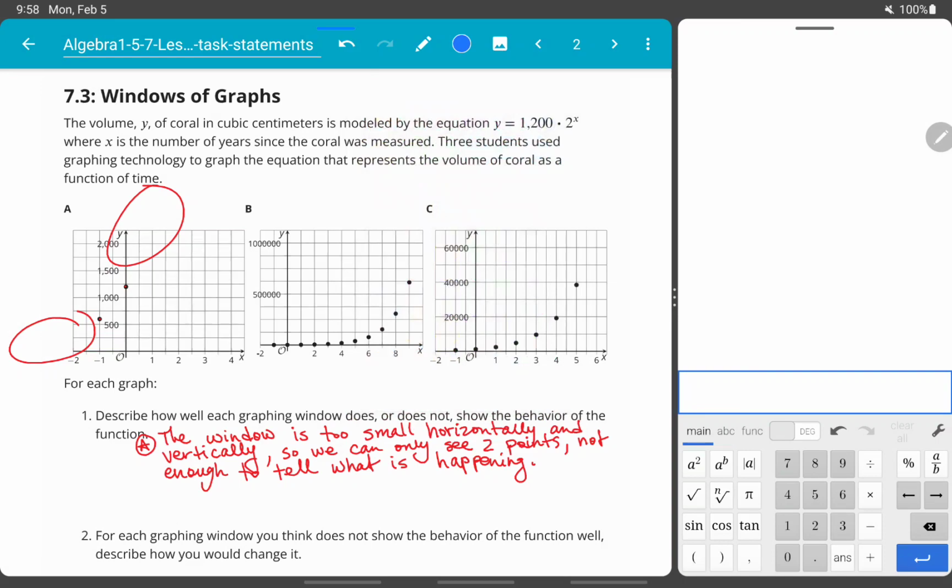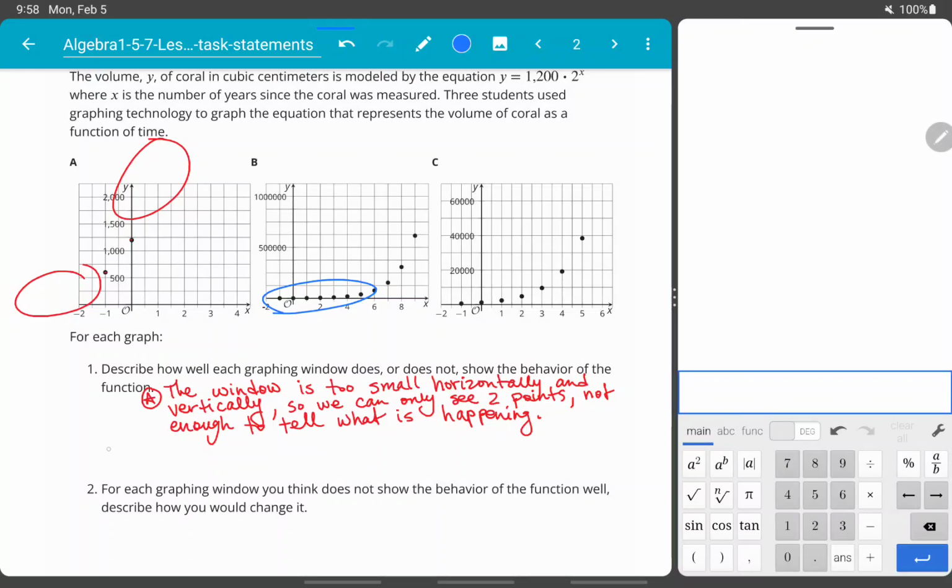Okay, now let's look at graph B. I like graph B a little bit better because I can see this curve over here on the right side, but I'm looking at this part of the graph right here, and I see that there's a lot of points that are really close to 0, and it's kind of hard to really distinguish them. And I'm looking over here, and this y value goes all the way up to 1,000,000. It seems like the vertical for this is too large. So we could write that here.